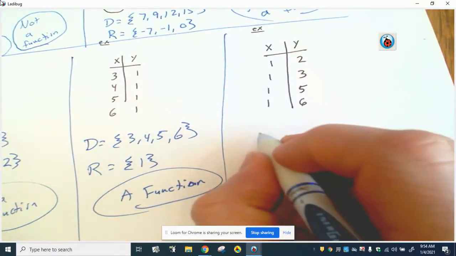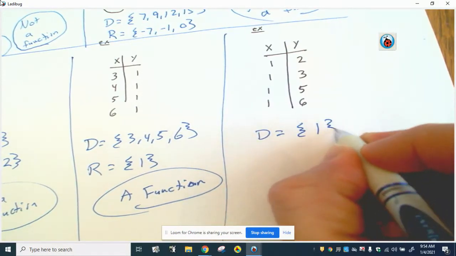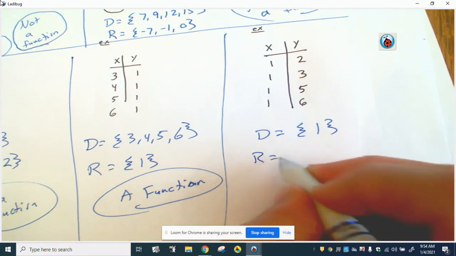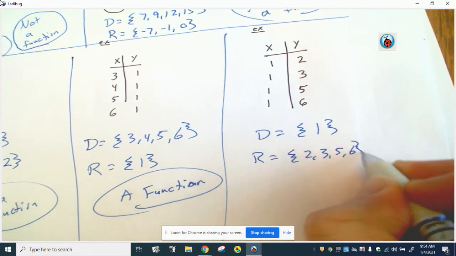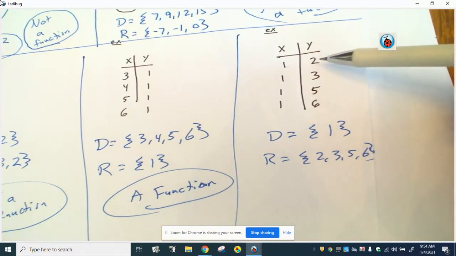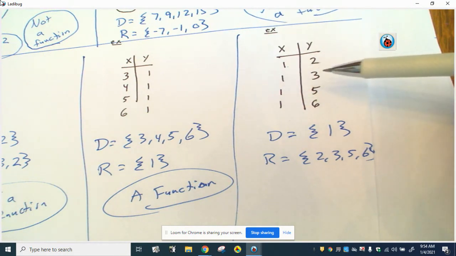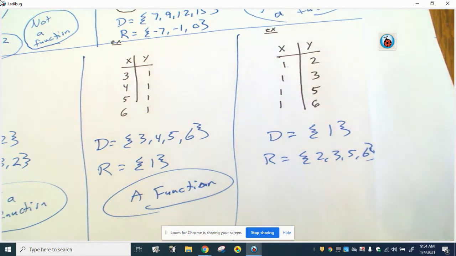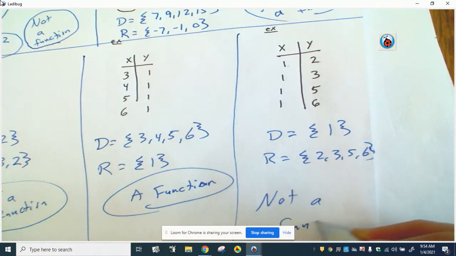Now this one over here, the domain is just 1. The range would be 2, 3, 5, and 6. But this one, I press the first button, I got a Diet Coke. I press the first button again, I get something different. So this is not a function.